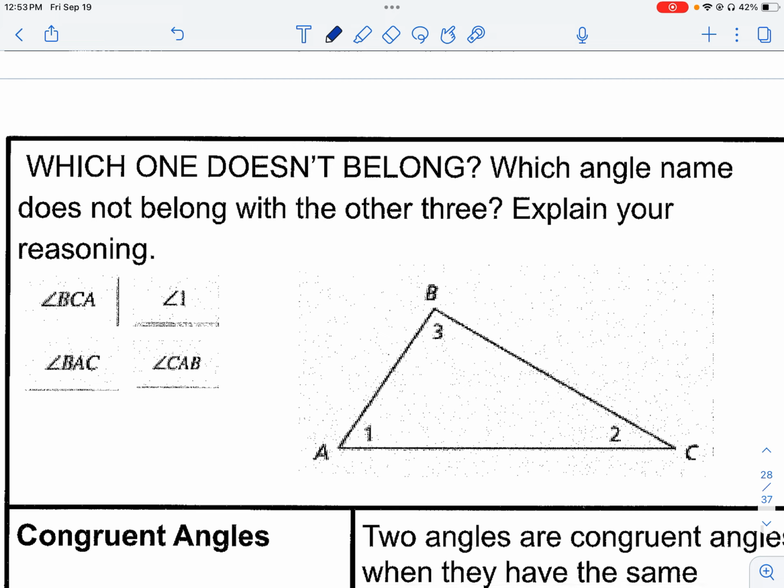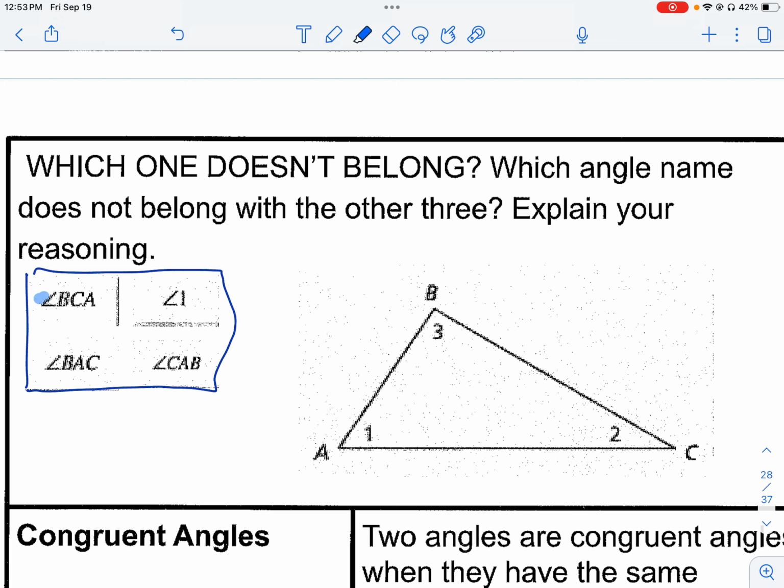All right, for this one, I want you to pause the video and figure out which one of these 4 angles does not belong with the other 3, and why. We'll talk about why. So pause the video, do it, start it up and see how you did.